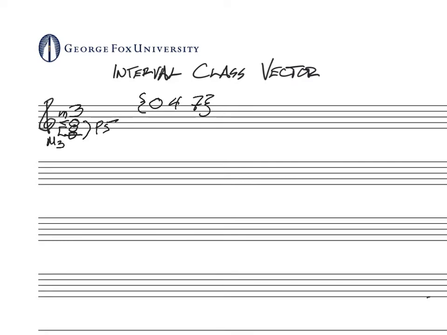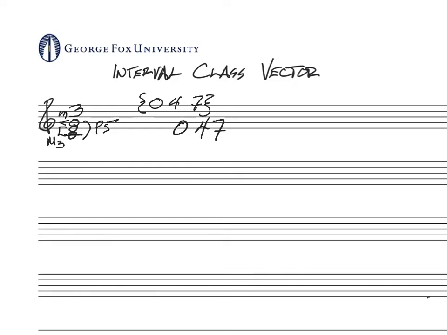Now, remember that when we discussed interval classes, the 7 is the same as a 5, right? Because perfect fifths are the same interval class as perfect fourths. Here's another way for us to do that. We can start with the 3 original pitch classes, and then we subtract each element in the pitch class set from one another in order to get the intervals between them.